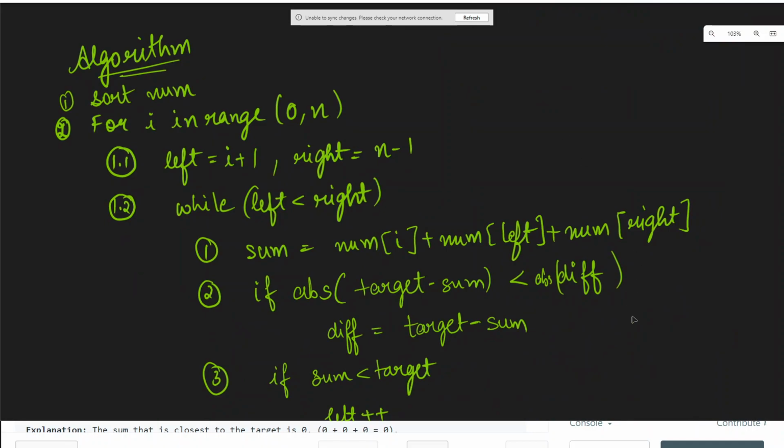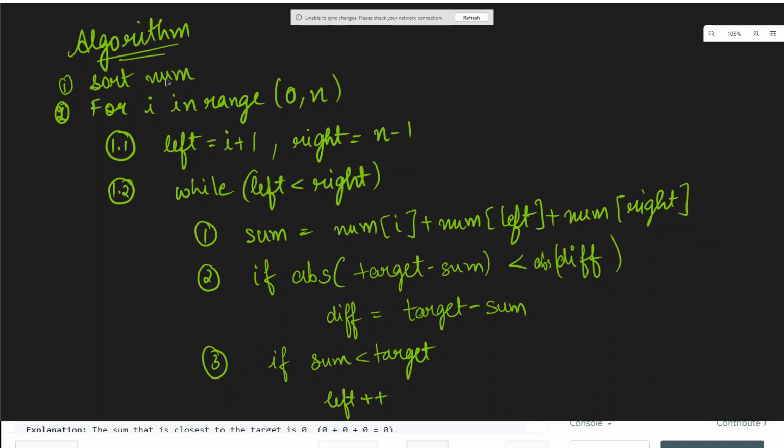Today I'll try to code it by myself. I'll show you how we can code this, because the code is a small one, so it won't take much time. The first thing is that we are required to sort the array which is given to us, say the array name is nums. Then for i in range 0 to n, we first assign two variables: left equals i plus 1, right equals n minus 1, and then we go ahead with the while loop.